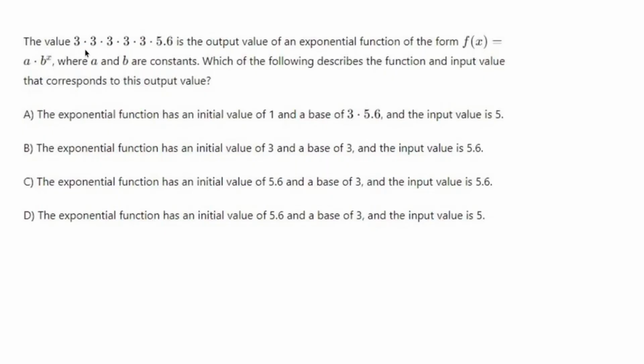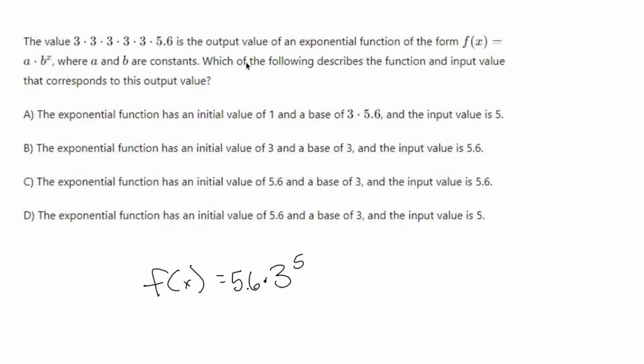The value 3 times 3 times 3 times 3 times 3 times 5.6 is the output value of an exponential function of the form f of x equals a times b to the x, where a and b are constants. So let's set this up. We have f of x equals 3 times 3 times 3 times 3 times 3, so that's 5 of them, and our initial value is going to be 5.6. All right, so there's our equation, bada bing.